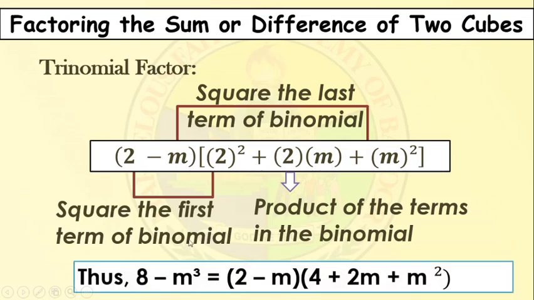So, para i-simplify yan, thus 8 minus m cube equals to 2 minus m, yung ating binomial expression. And then, next is square natin to, 2 square or 2 times 2, the answer is 4. And then plus, copy lang natin, 2 times m, the answer is 2m. Plus, m squared, the answer is m squared. Therefore, ang sagot natin dito sa ating 8 minus m cube equals to quantity 2 minus m times quantity 4 plus 2m plus m squared. So, ayan na ngayon yung ating sagot. Okay?